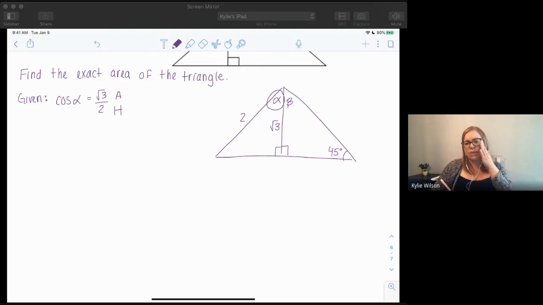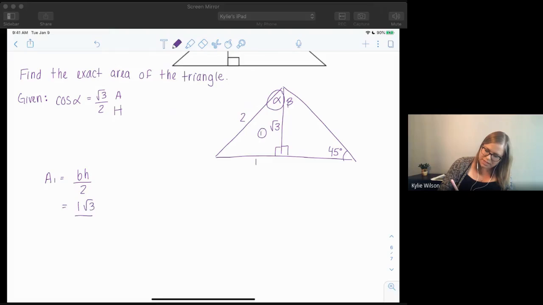And now if I know my special triangles, if I have root 3 and 2, and I go back up to the picture of my special triangles, this must be 1. So that is the first thing that we need to know. And now we're going to find the area of our first triangle because we have our base and our height. So area 1 is going to be base times height divided by 2, like this. So my base is 1, my height is root 3, all over 2. So we'll get root 3 over 2. Yes, Dustin, feel free to type your question.